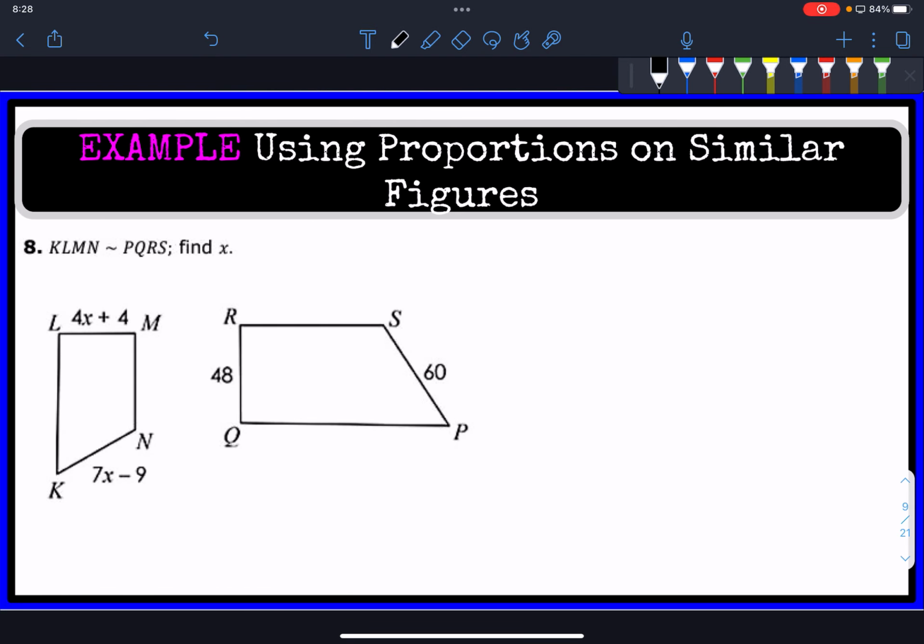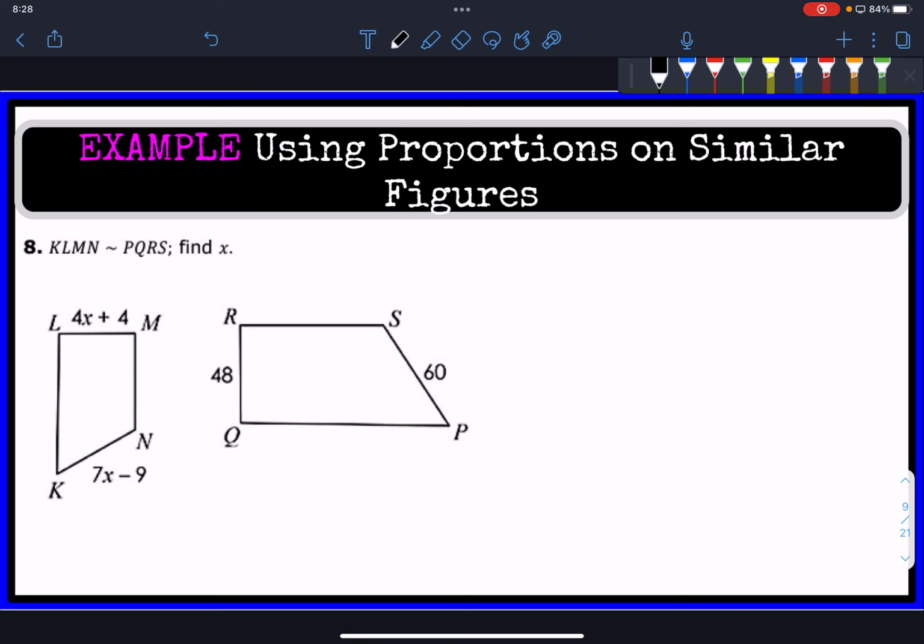And finally, just one last one. These shapes, these polygons, don't have to be just triangles. They work with any polygon. So as long as we have a similarity statement, or indicated corresponding angles, we can figure out the corresponding sides and set up a proportion.